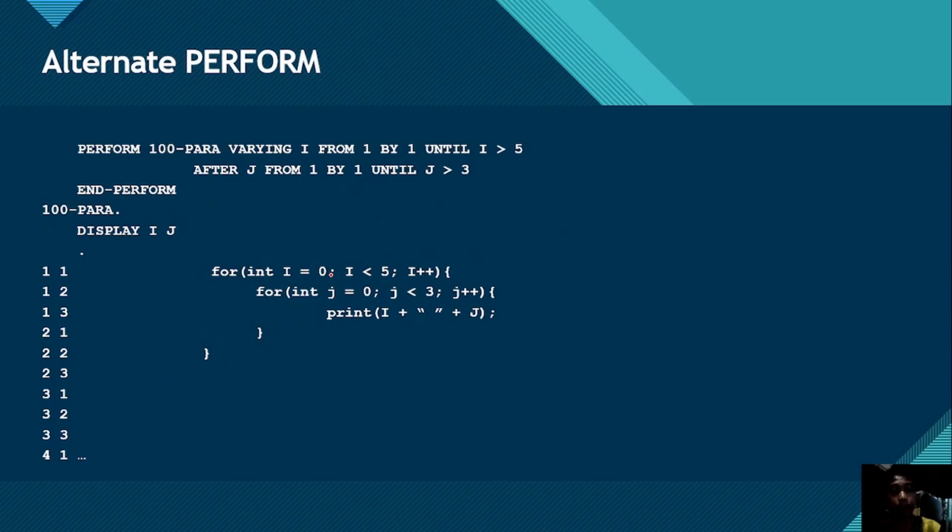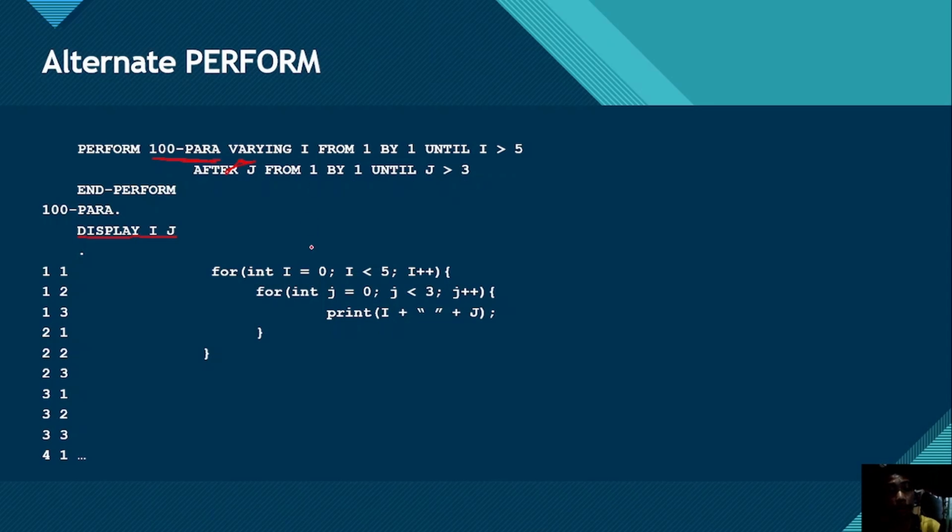So the alternate perform. So here, we have perform 100 para varying, meaning the perform 100 para is directly called to display the value of I and j during looping, varying I from 1 by 1, so meaning increment by 1 until I is greater than 5. After, j from 1 by 1 until j is greater than 3.